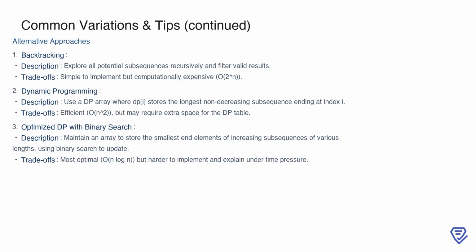In this method, you maintain an array to store the smallest possible end elements of increasing subsequences of various lengths. Binary search allows you to efficiently update this array, achieving a time complexity of n log n. However, this method can be more challenging to implement and explain within the constraints of an interview. Each of these approaches has its pros and cons, so it's important to choose the one that best fits the problem and context you're working within.